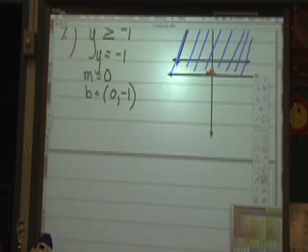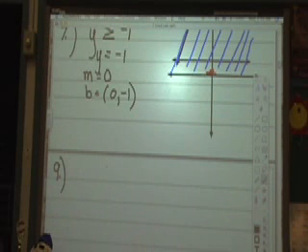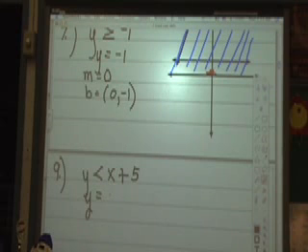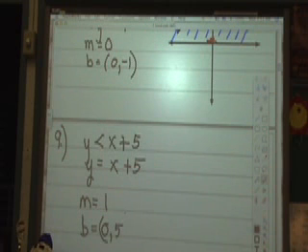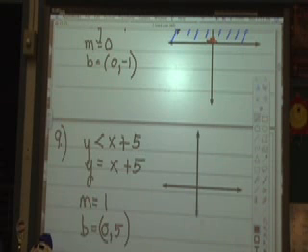Number 9. Y is less than x plus 5. What's the boundary equation, Vincent? Y equals x plus 5. And the slope is 1. And b equals 5, so the point is 0, 5. Okay, graph 0, 5.